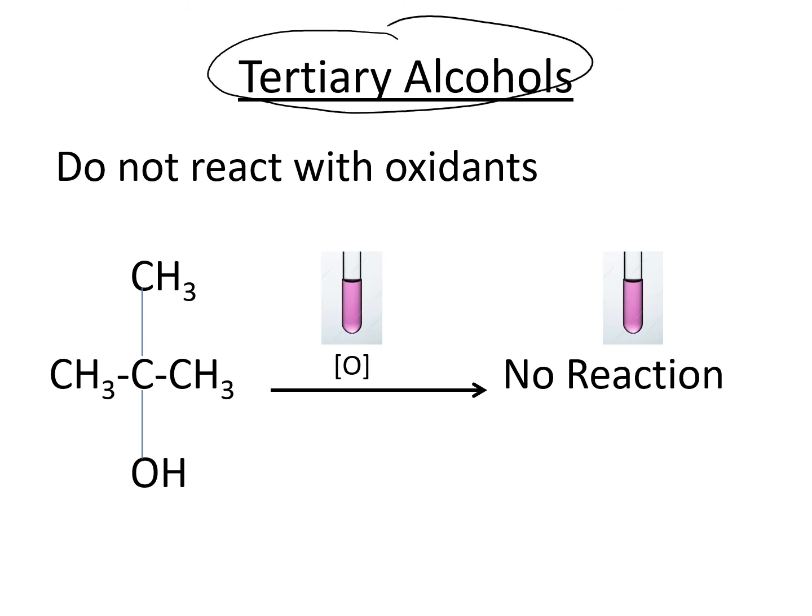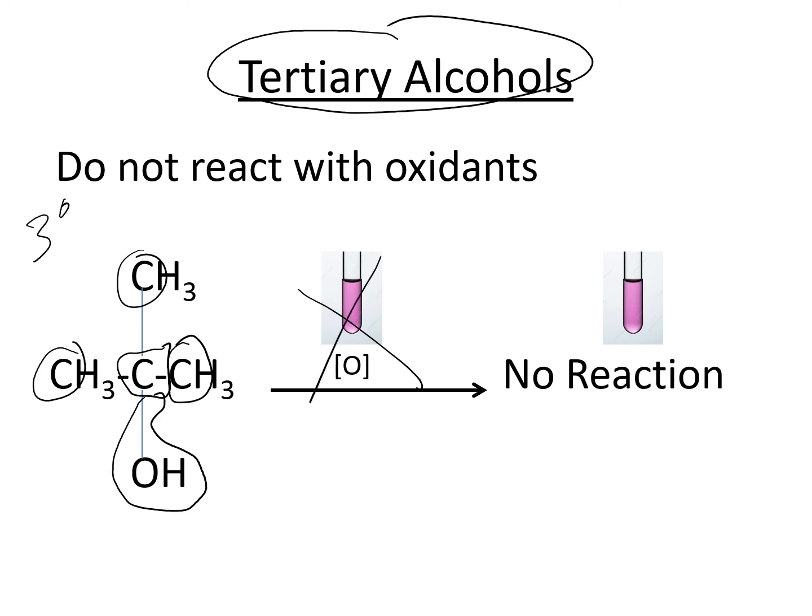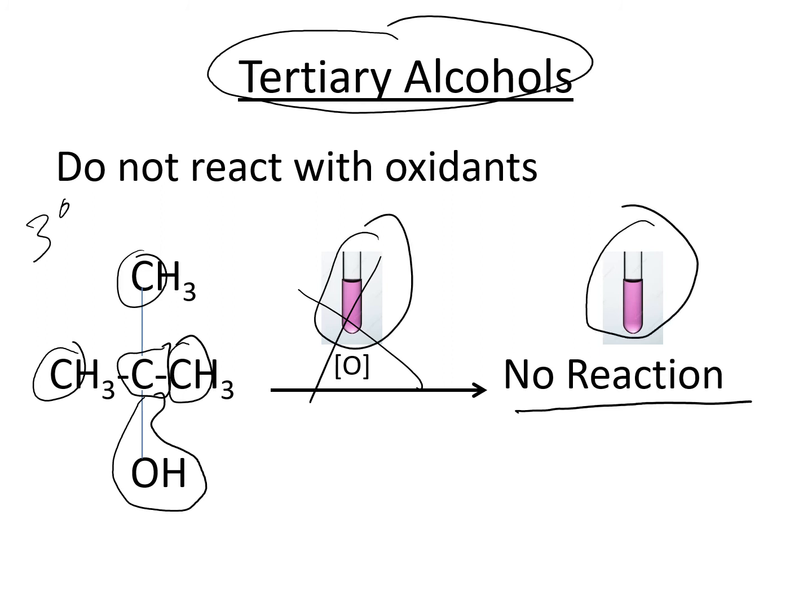Tertiary alcohols are when we have a carbon that's bonded to a hydroxyl group and attached to three other carbons. That makes it a tertiary alcohol. Tertiary alcohols do not react with oxidants, so there would be no reaction. So in the laboratory, we can identify if we have tertiary alcohols. If we were testing a number of different alcohols, primary, secondary, and tertiary, the tertiaries are the ones that do not change color. They start purple and they stay purple. That's how we can identify which ones are tertiary alcohols.